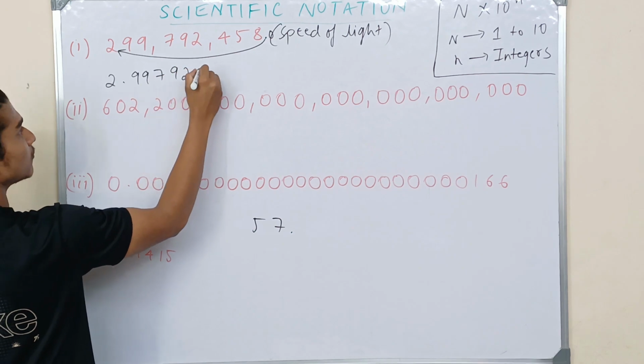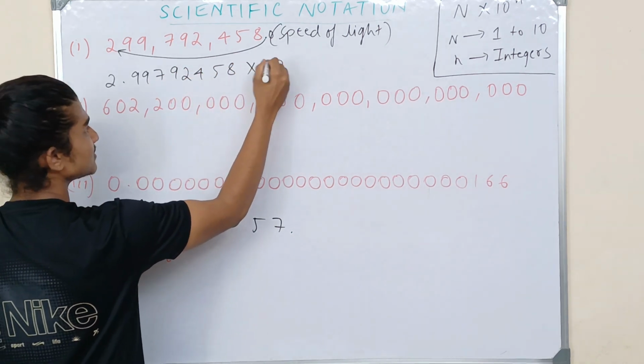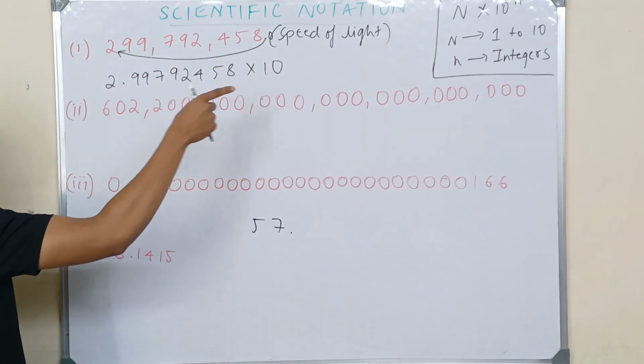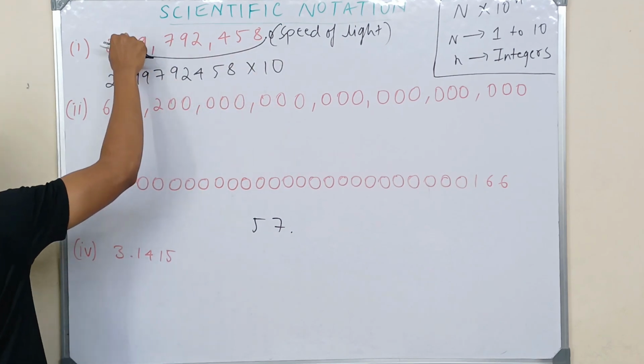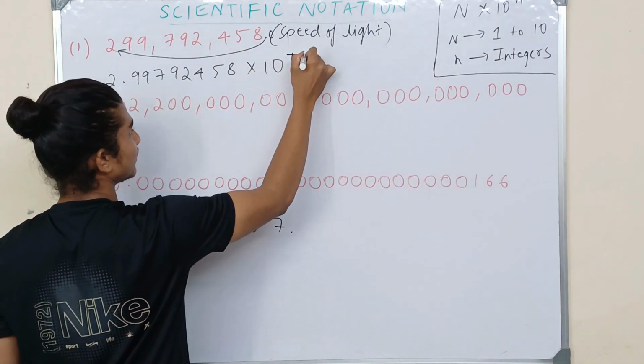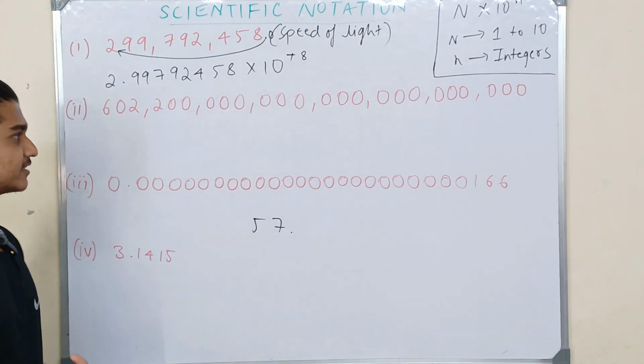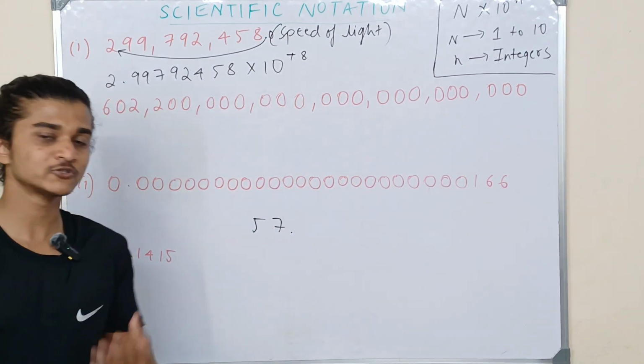2.9979248 into 10 to the power, since I have moved it towards the left, and across how many digits? 1, 2, 3, 4, 5, 6, 7, 8. I'm going to write it as plus 8. It's that easy. It's extremely easy. You just keep doing a few examples, you will get it.